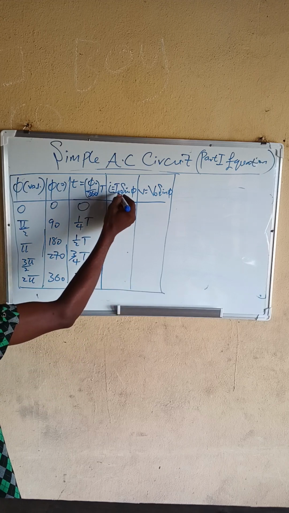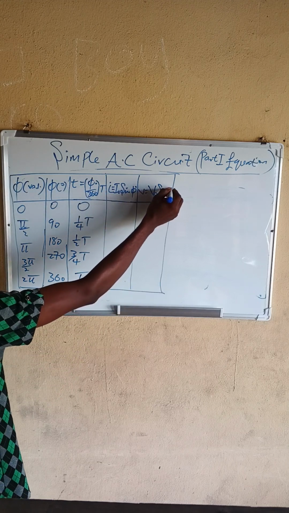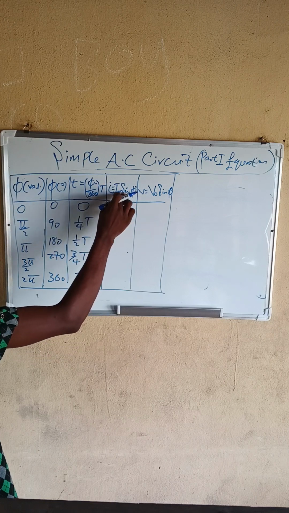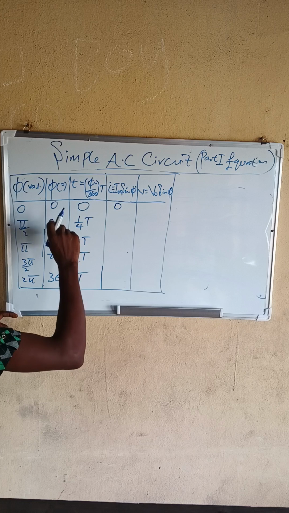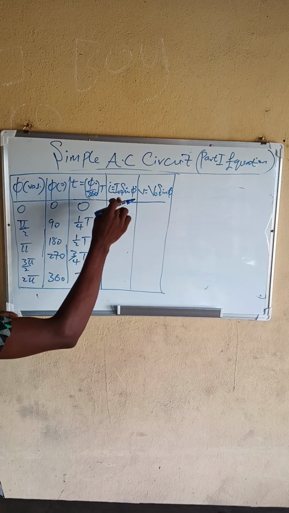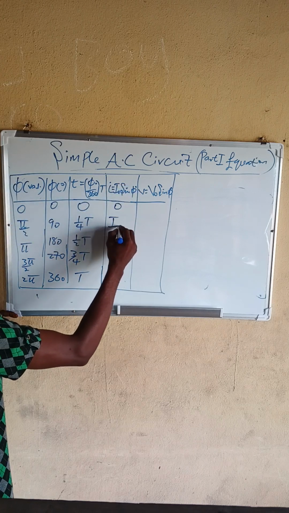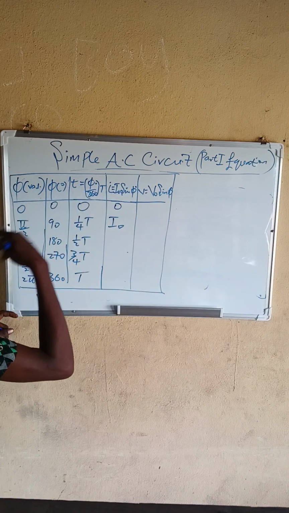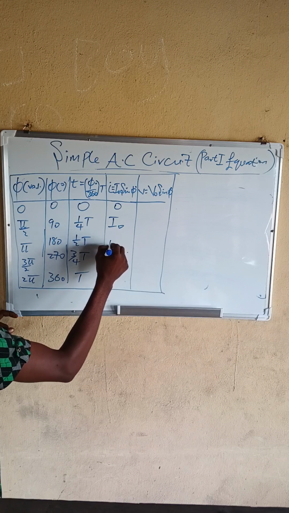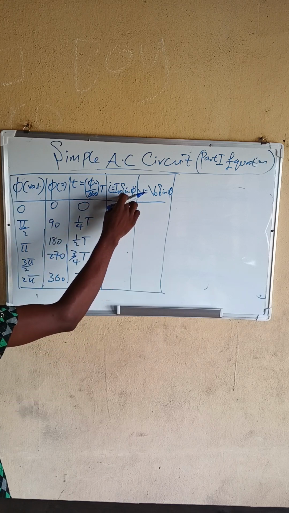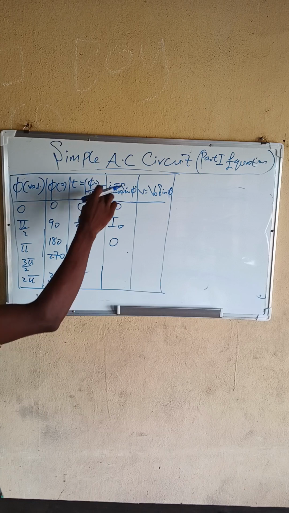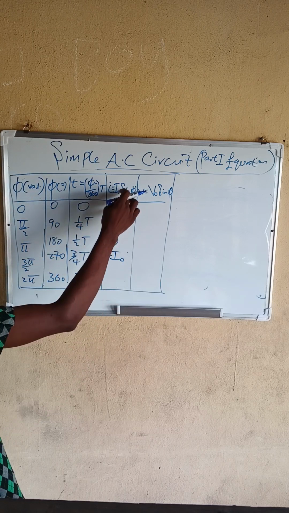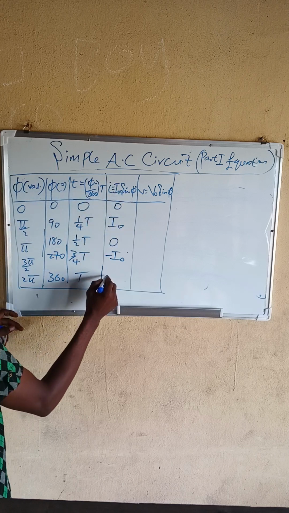Then, I naught sine phi. This phi is in degrees, so sine 0 is 0. 0 times I naught will give you 0. Sine 90 is 1. 1 times I naught will give you I naught. Sine 180 is 0. 0 times I naught will give you 0. Sine 270 is minus 1. Minus 1 times I naught will give you minus I naught. Sine 360 is 0. 0 times I naught will give you 0.